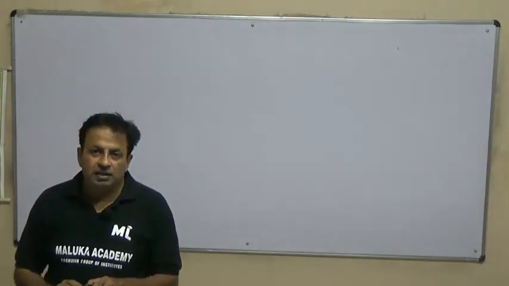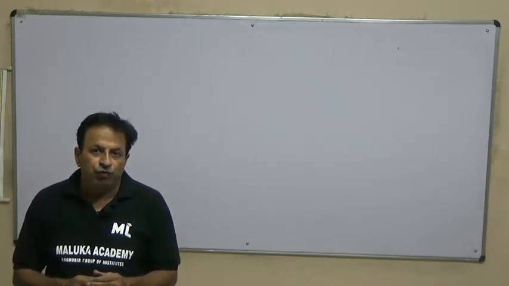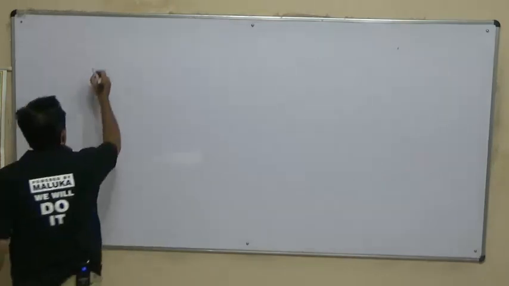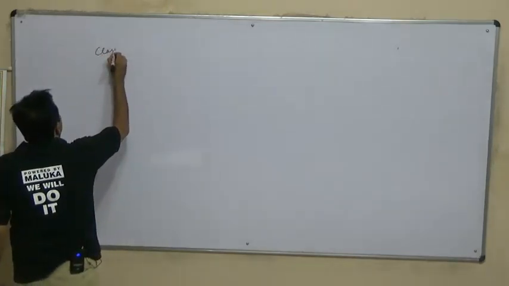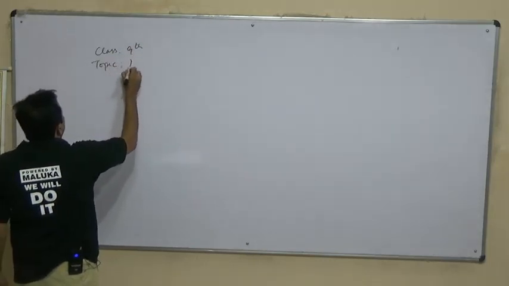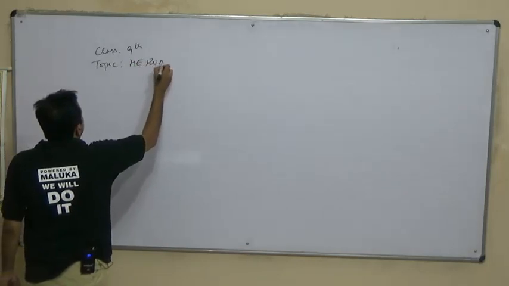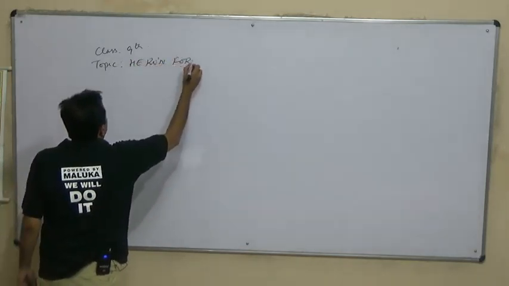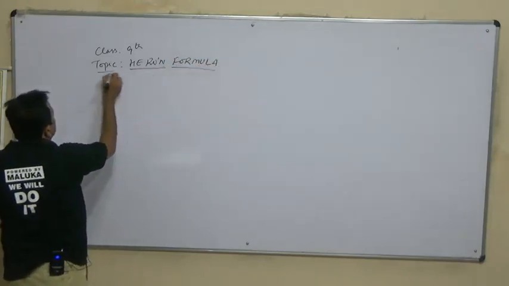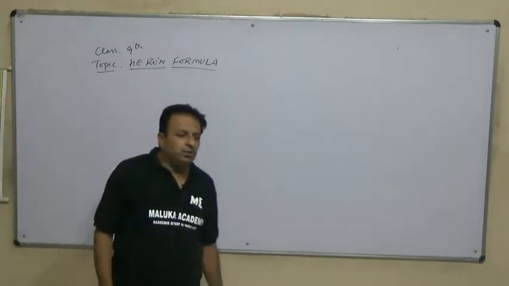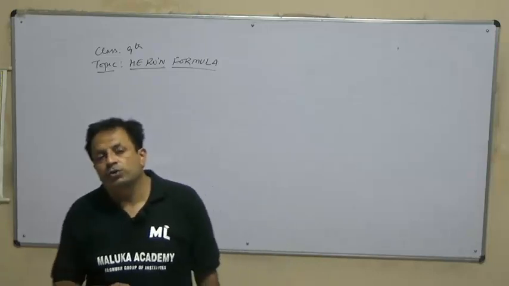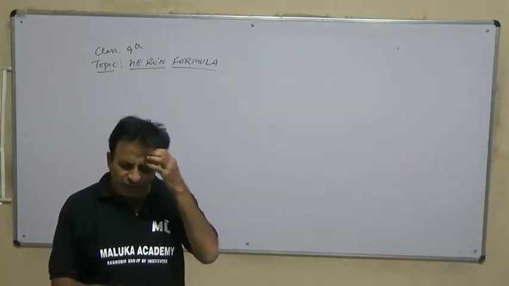Today I will take the topic Heron's formula to find the area of a triangle. Class 9th topic is Heron's formula. So as we know, this topic we have used to find the area of a triangle whose three sides are given. Now we extend this topic to find the area of four-sided figures.